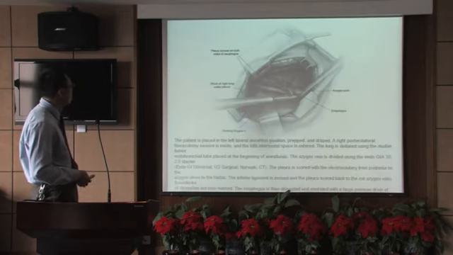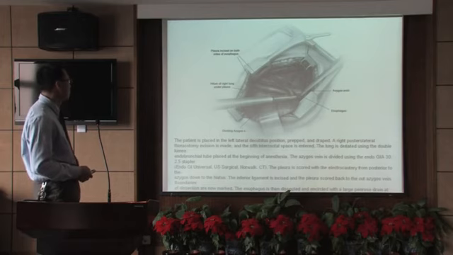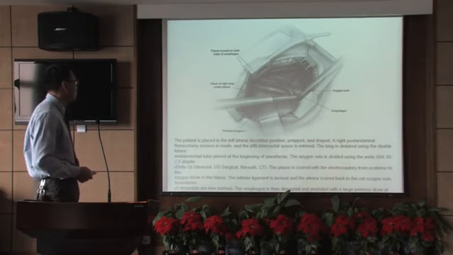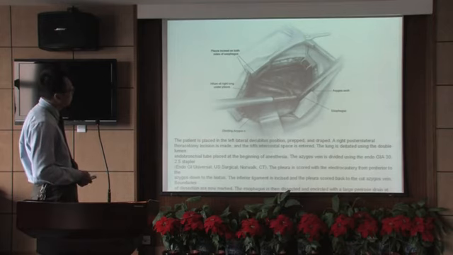This is about dividing the azygos vein. The patient is placed in the left lateral decubitus position, prepped and draped, a right posterolateral thoracotomy incision is made, and the fifth intercostal space is entered. The lung is deflated using the double-lumen endobronchial tube placed at the beginning of the anesthesia. The azygos vein is divided using the endo-GIA.